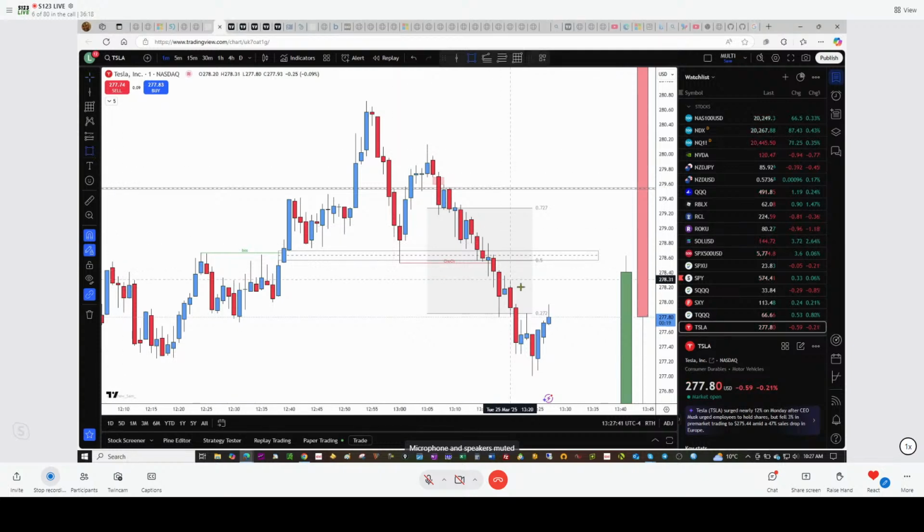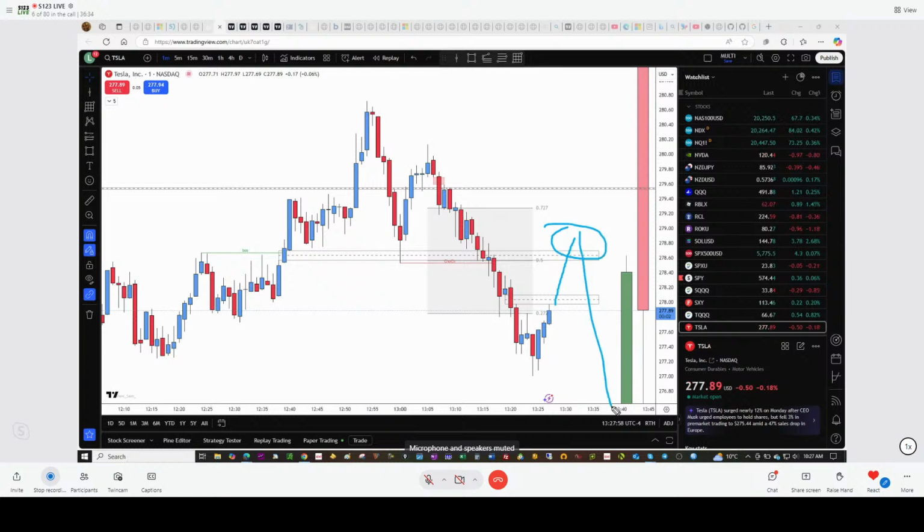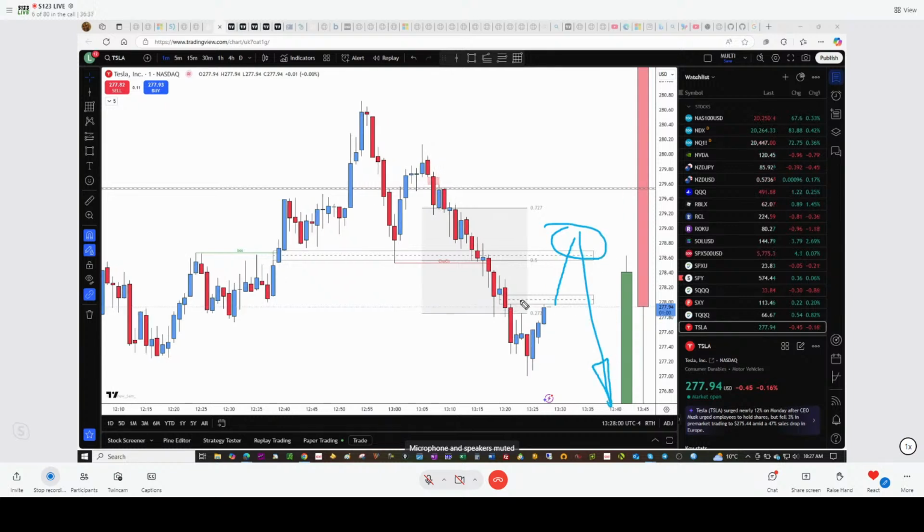There is a gap here, but the reason I'm ignoring this gap is because it's below 50%. I'd like to see them retrace 50% or higher in order to make an entry to go short. I don't want to be taking a trade from here, because if you jump in at this point, they can still push it back up to here, and then now you're in trouble.